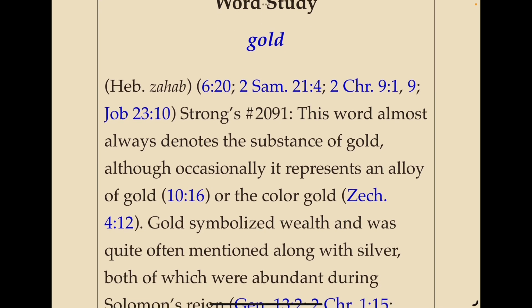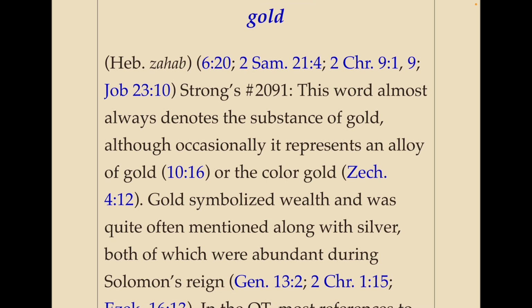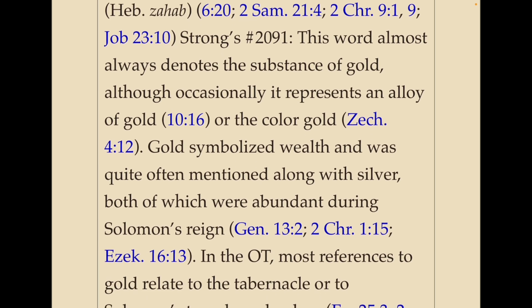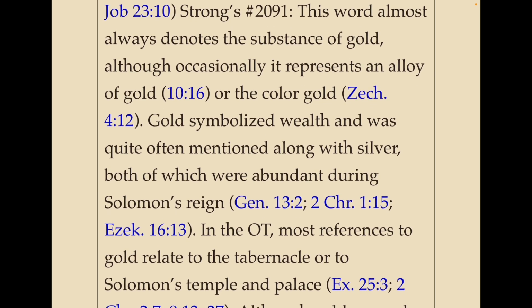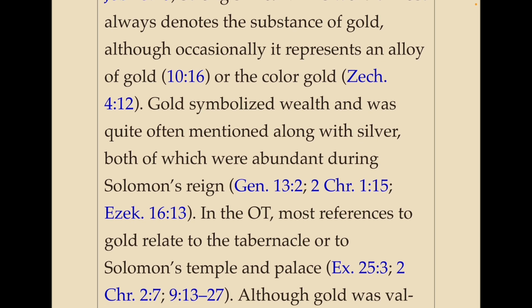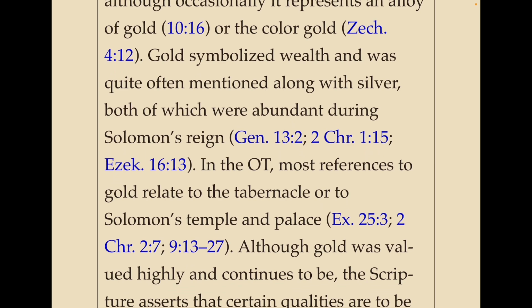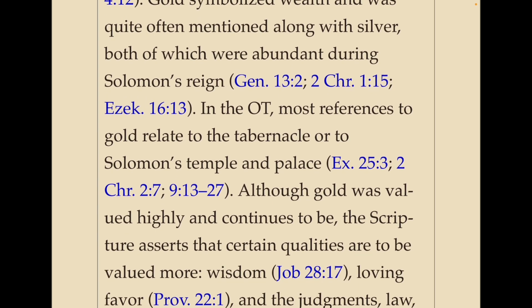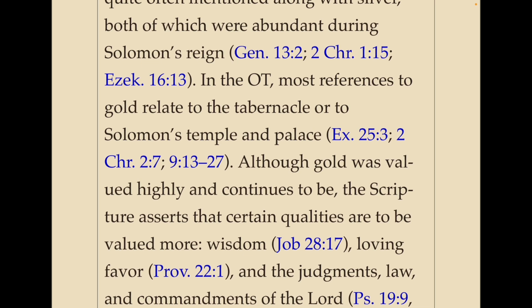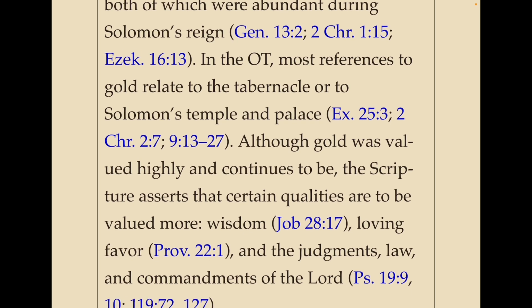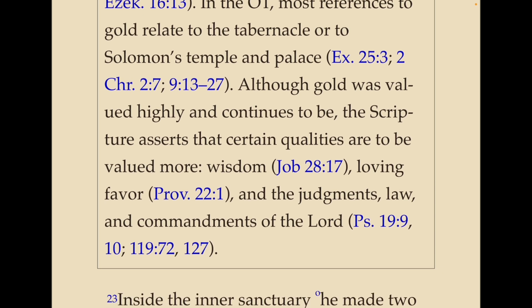We do have a word study here, guys. The word is gold. The Hebrew word is zahab, and it's Strong's Concordance number 2091. This word almost always denotes the substance of gold, although occasionally it represents an alloy of gold or the color gold. Gold symbolized wealth and was quite often mentioned along with silver, both of which were abundant during Solomon's reign. In the Old Testament, most references to gold relate to the tabernacle or to Solomon's temple and palace.